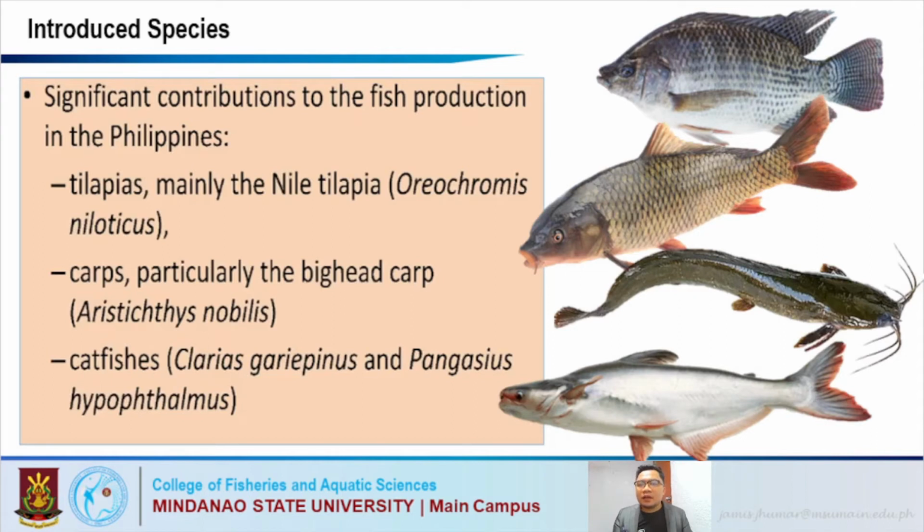And then here we have other introduced species which significantly contributed to the fisheries production of the Philippines. First, we have the very common tilapias, mainly the Nile tilapia, or the Oreochromis niloticus. And then we have the carps, particularly the bighead carp, or the Aristichthys nobilis. And then we have the catfishes, the Clarias gariepinus and the Pangasius hypophthalmus. Although Pangasius is not yet commercially cultivated, they have the potential to help the fisheries industry, because these kinds of species do not need a pristine environment that could meet their biological demands. These species are considered sturdy, meaning they could tolerate a not so friendly environment.